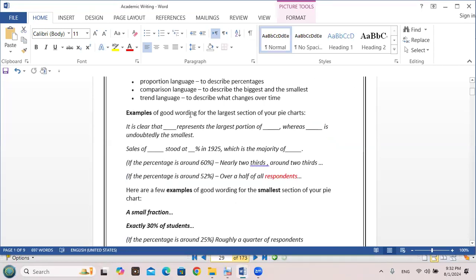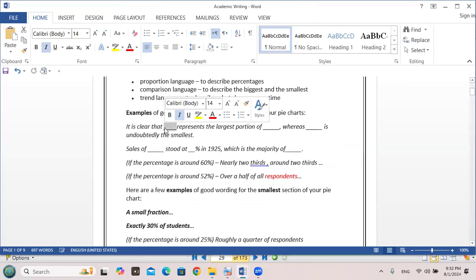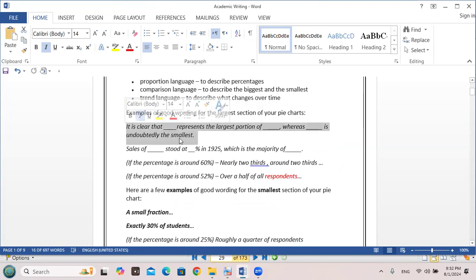Okay, so for example, you can see this sentence. It's clear that for sure here, you're going to complete it based on your graph in the test. It represents the largest portion, whereas this is comparison language. We have the largest and we have the smallest.